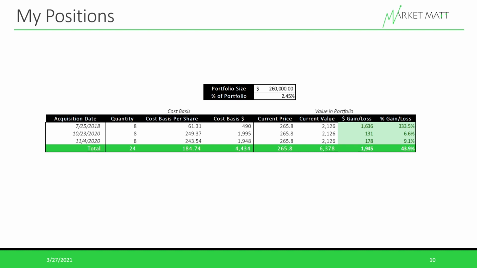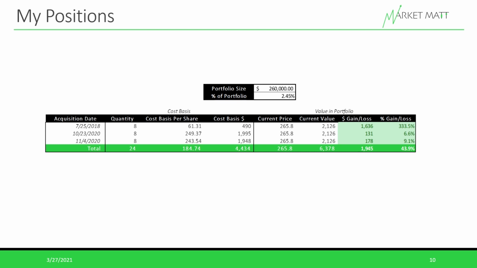So this is a position that's currently about 2.5% of my total portfolio. Off of my 24 shares, my total gain is about $1,945, most of it coming from my first purchase in 2018. And so my total gain on this stock right now is about 43%.